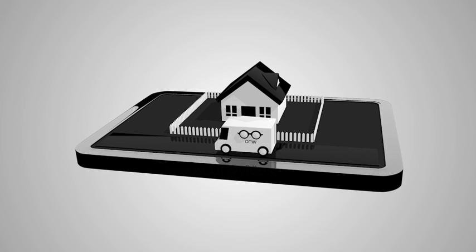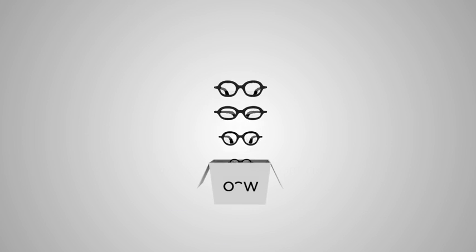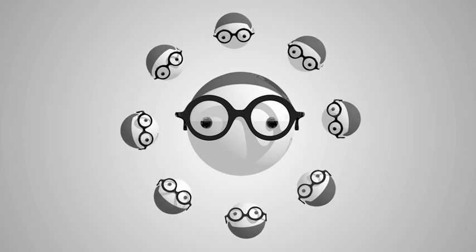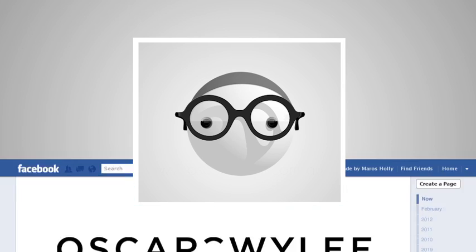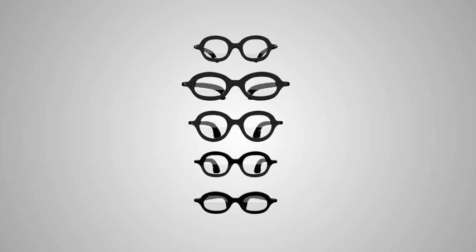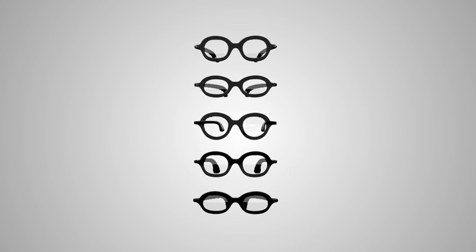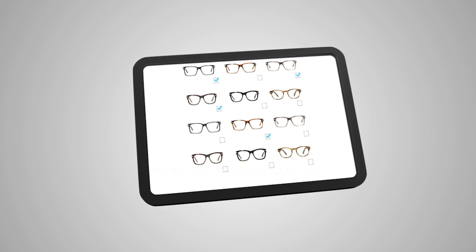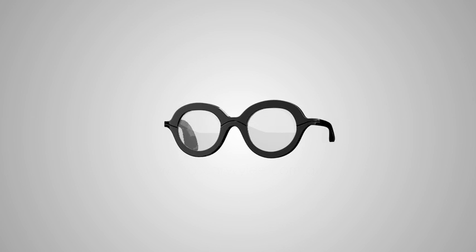Once your glasses arrive at your doorstep, you have 5 days to try them on. Show them to your friends or post a new photo of yourself on Oscar Wylee Facebook page to get an expert opinion. After selecting your favorite pair, send 5 glasses back to us in the original packaging and make a new order on our website, and we'll get started on a brand new pair with custom cut prescription lenses.